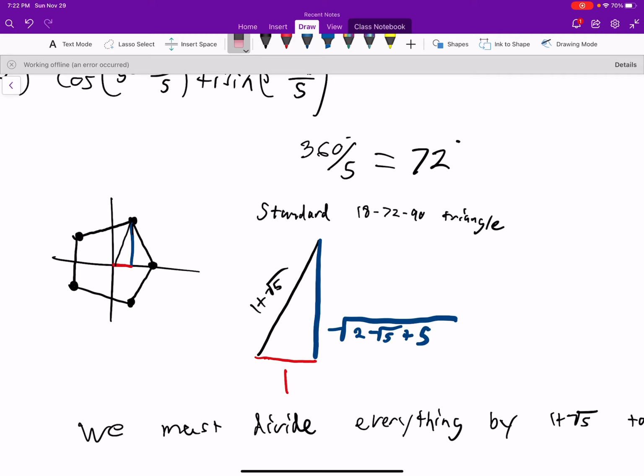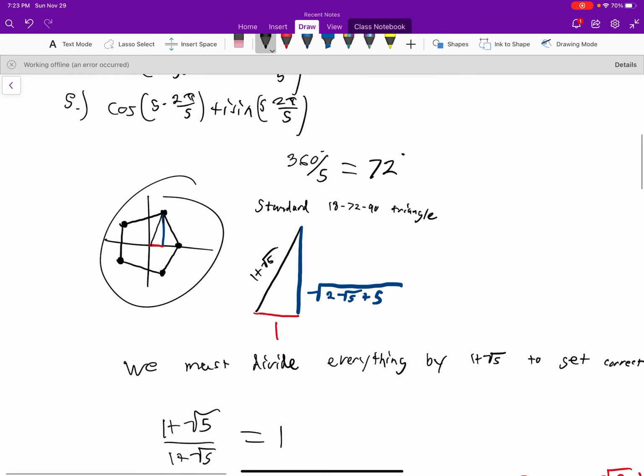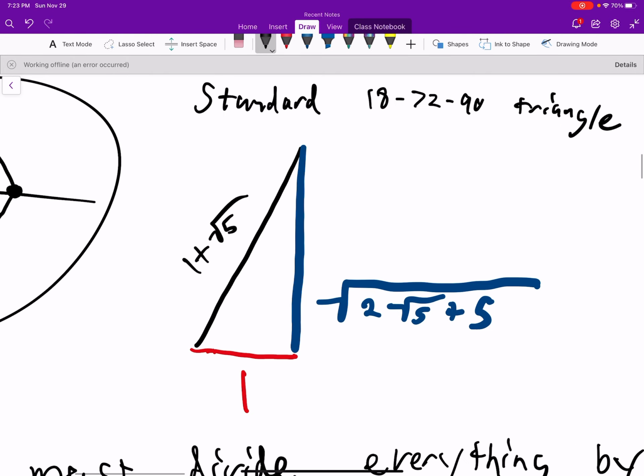And then I remembered something with the pentagon. So good thing I put this down to remind me that it's actually a pentagon. And I know that phi has to do with this pentagon. So what I went ahead and did is used the 18-72-90 triangle that is related to phi, or the golden ratio. And so this is like the standard one.